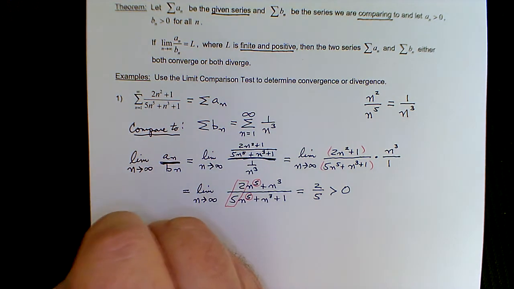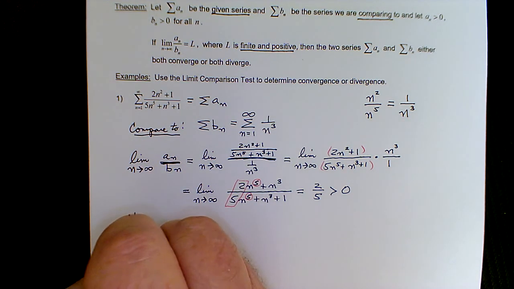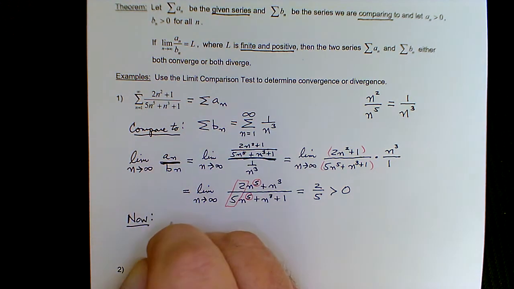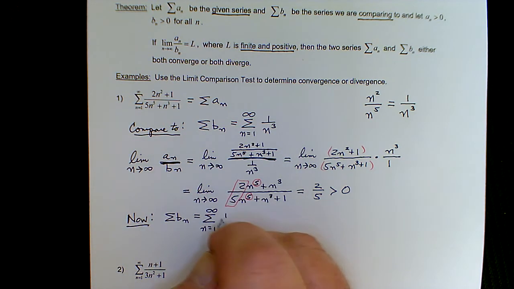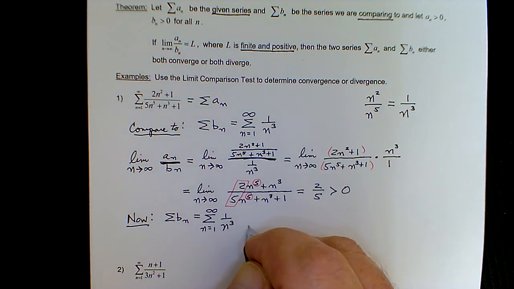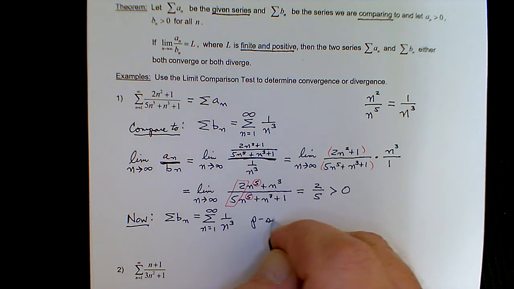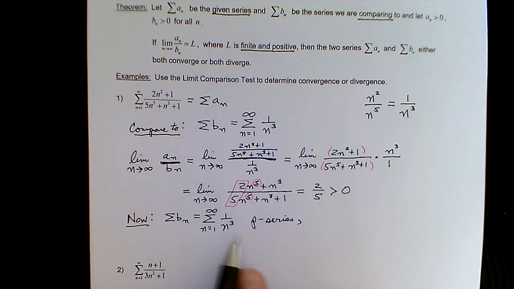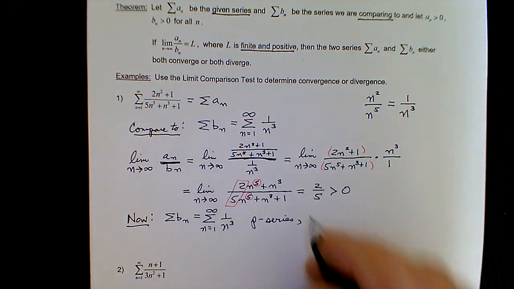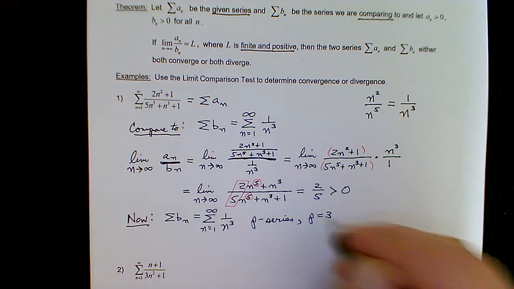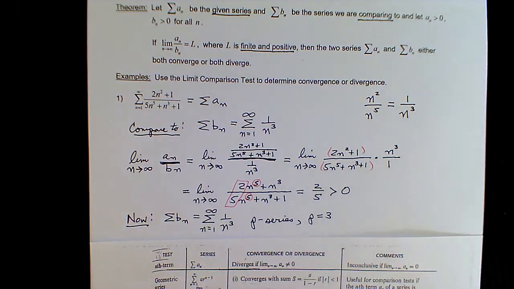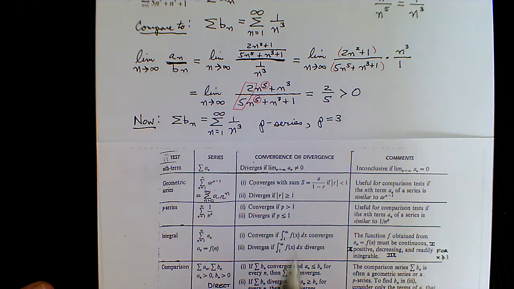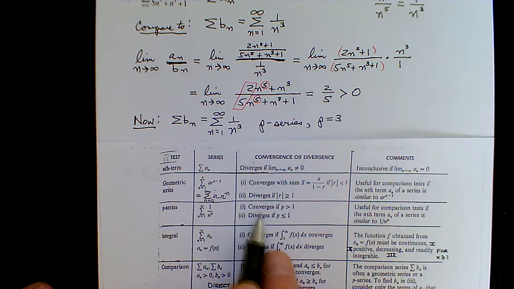And now all we need to do is determine what b sub n does. The sum of the b sub n is the sum as n goes from 1 to infinity of 1 over n cubed. You have to tell me what type of series it is. Hopefully you can immediately recognize that as a p-series with p equaling 3. Look at the table if you need to regarding p-series. When p is greater than 1, it converges.